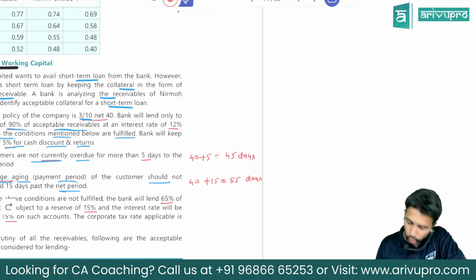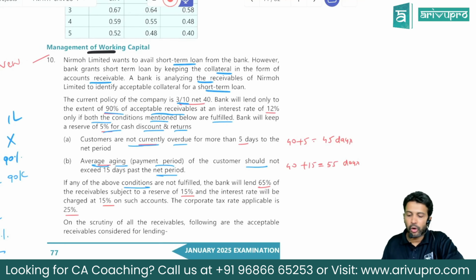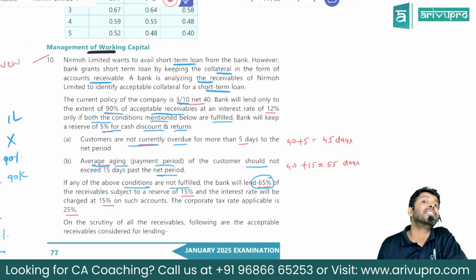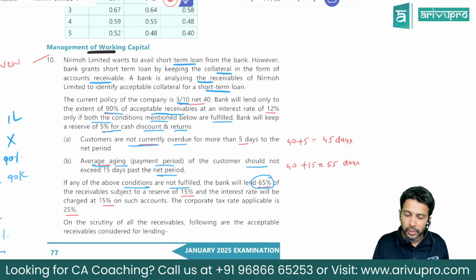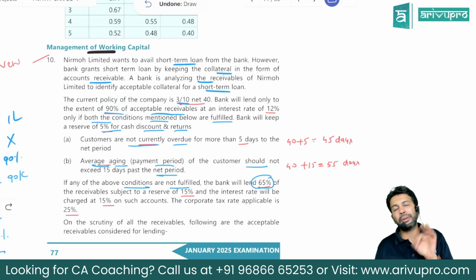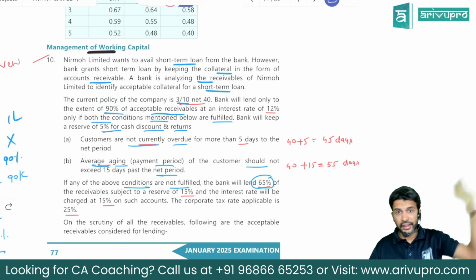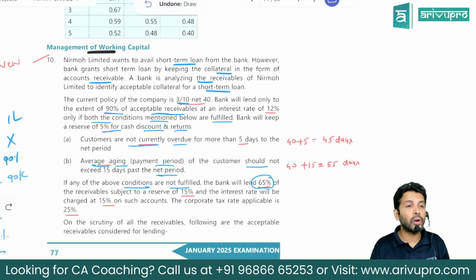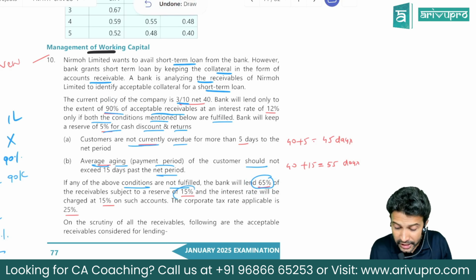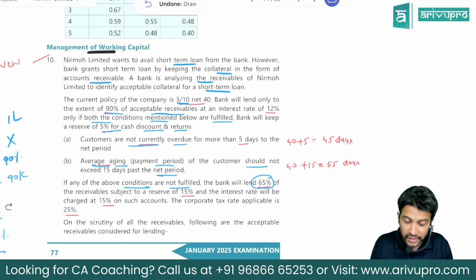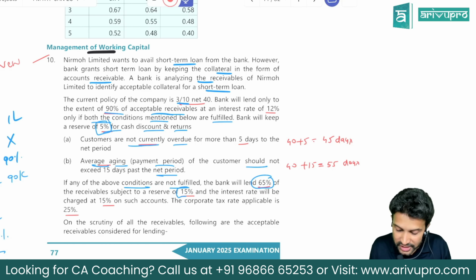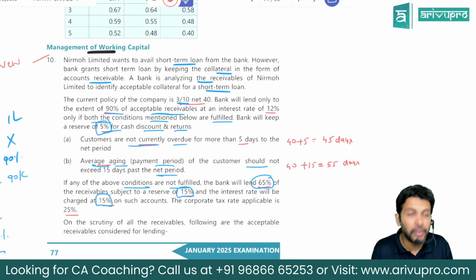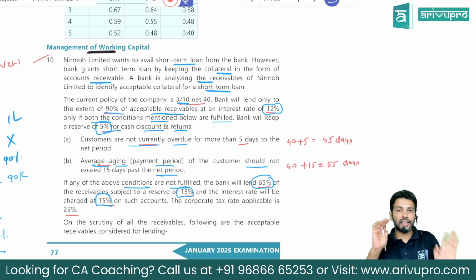Suppose it crosses, what to do? Read the next para. If any of the above conditions are not fulfilled, the bank will lend only 65%. If conditions are fulfilled, the bank will lend how much of debtors? 90% of debtor value. If the condition is not satisfied, the loan amount will only be 65%, subject to a reserve of how much? 15%. Here the reserve is only 5%, there it is 15%. And the interest rate there will be 15%. The interest rate before was how much? 12%. So that's how the bank has kept its norm.